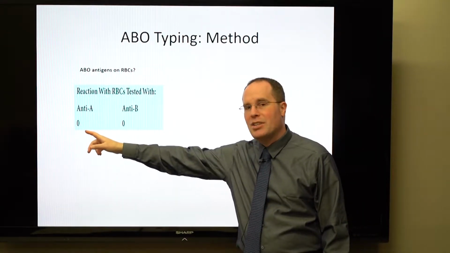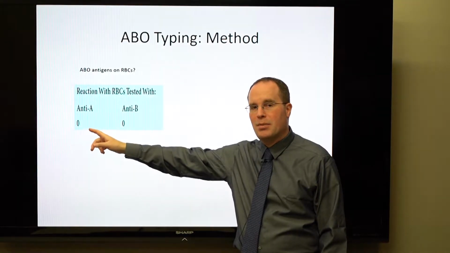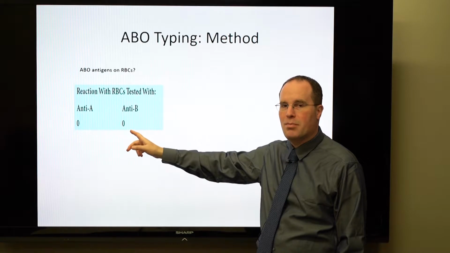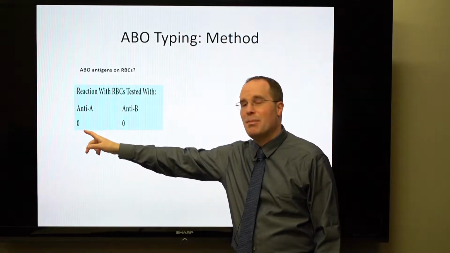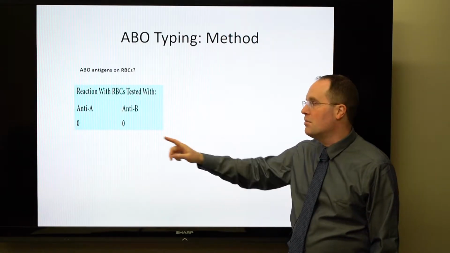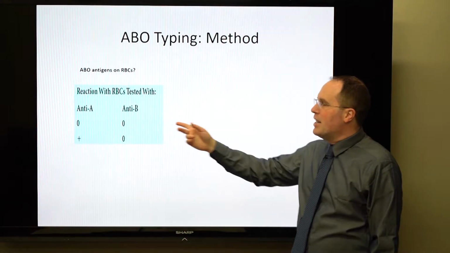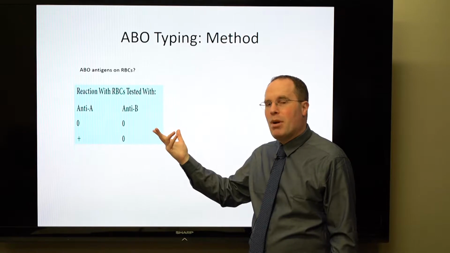So just to show this in a table and what the results could be, if we have the anti-A reagent and that's negative with patient red cells, and the anti-B reagent that's negative with patient red cells, this is telling us the patient does not have the A antigen and does not have the B antigen. So the going idea is that's probably what? It's probably type O, right?